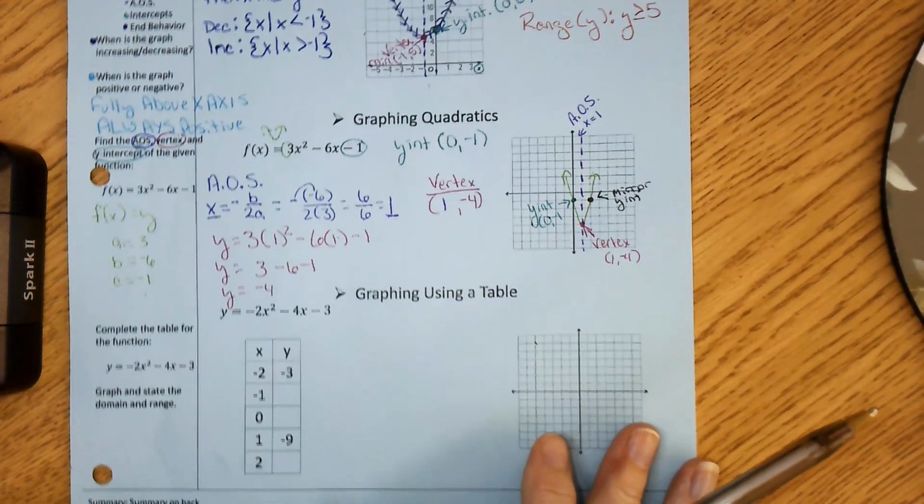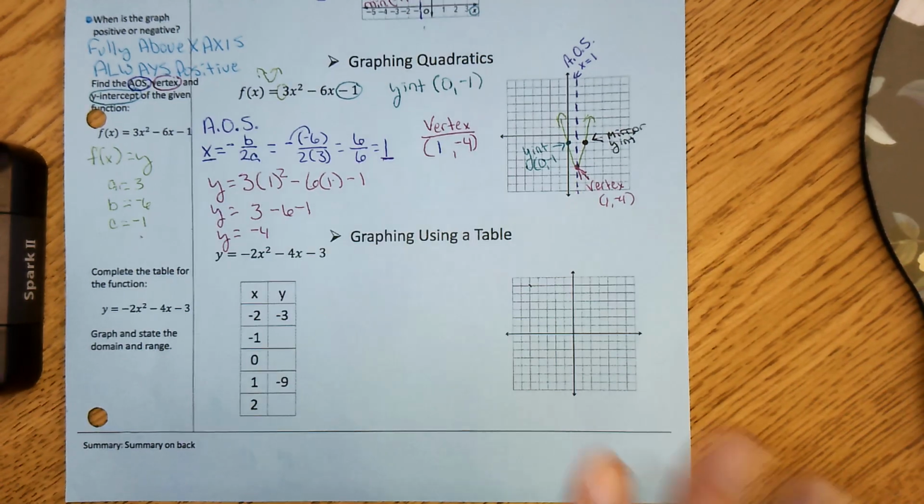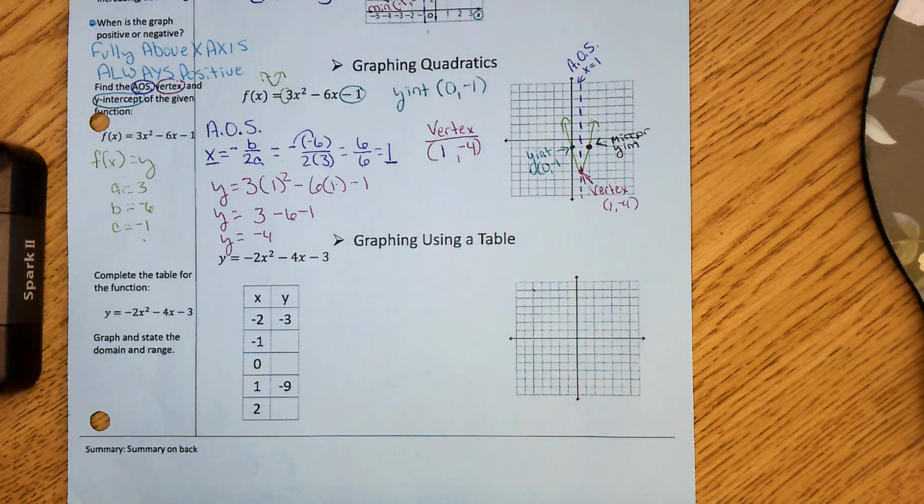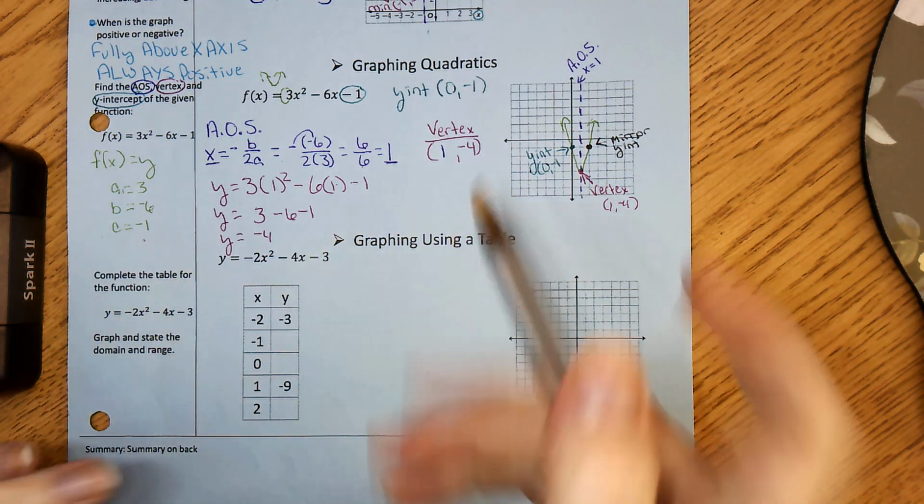So let's now do graphing using a table. We're going to complete the table for the function. We got a graph, so we have to graph. We have y equals negative 2x squared minus 4x minus 3. We got a quadratic equation. It wants us to graph and state the domain and range. Very first thing I can do is get my y-intercept.